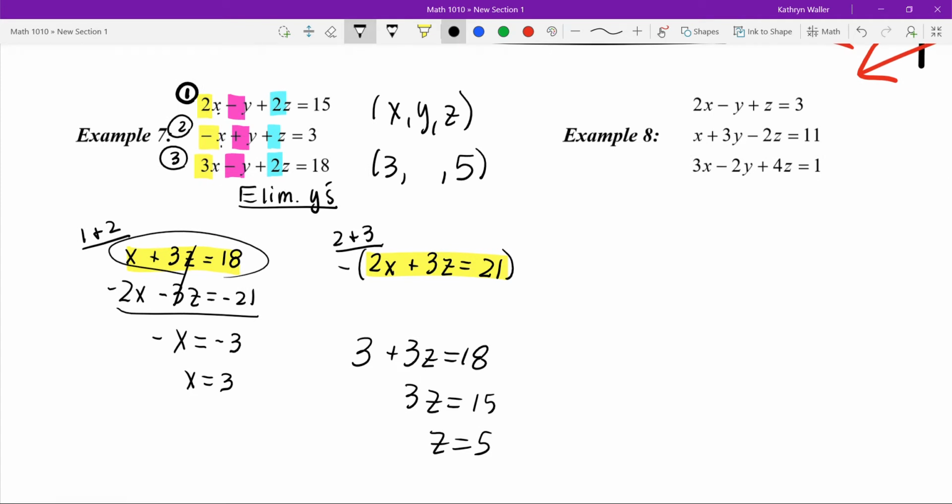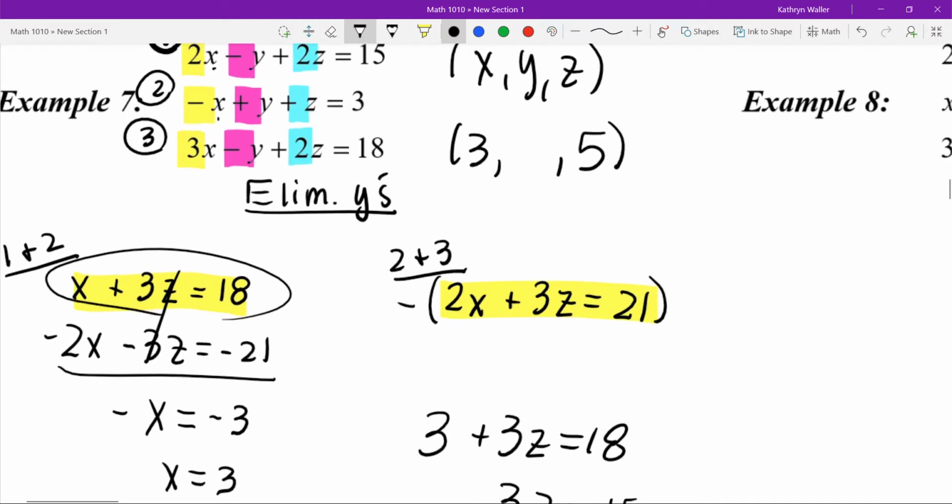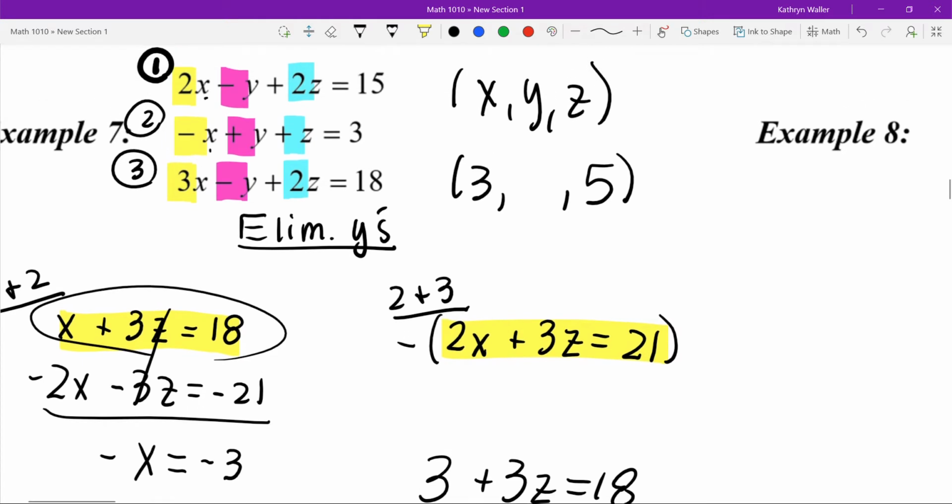Now I have to find y. You guys, where's the only place in that whole paper that I have y's? Talk to me. Come on, guys, where's it at? At the top, right? Which one's easier? You look at them. 1, 2, or 3. It doesn't matter which one you choose. What would you choose? 2. I would choose 2. Yep.